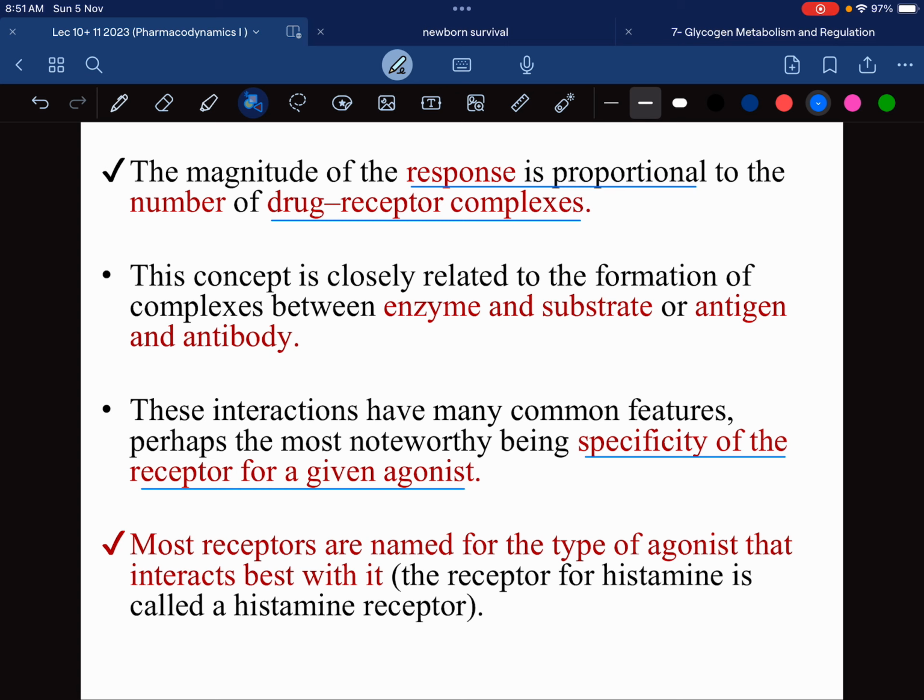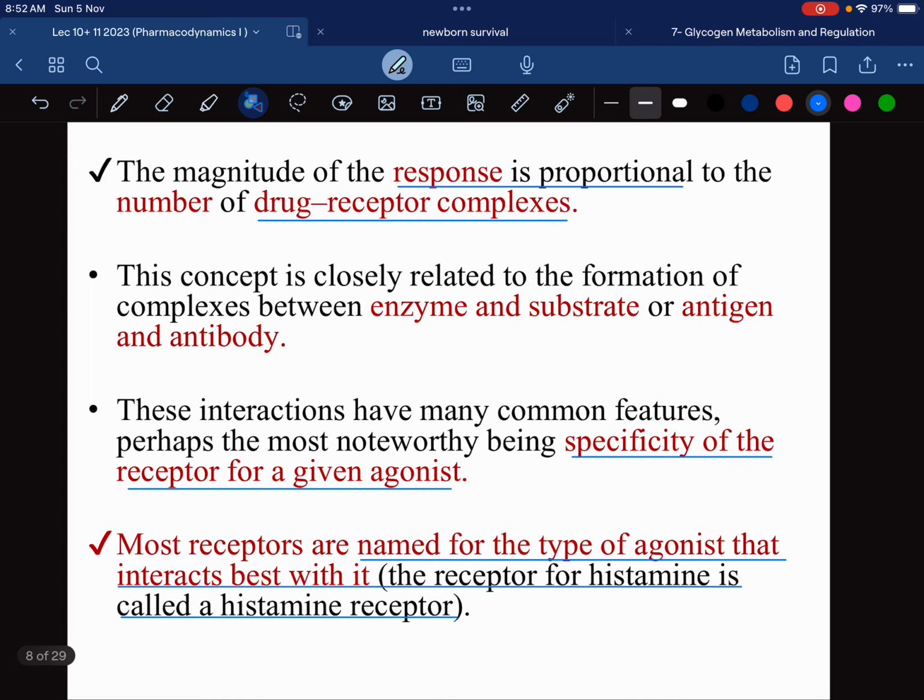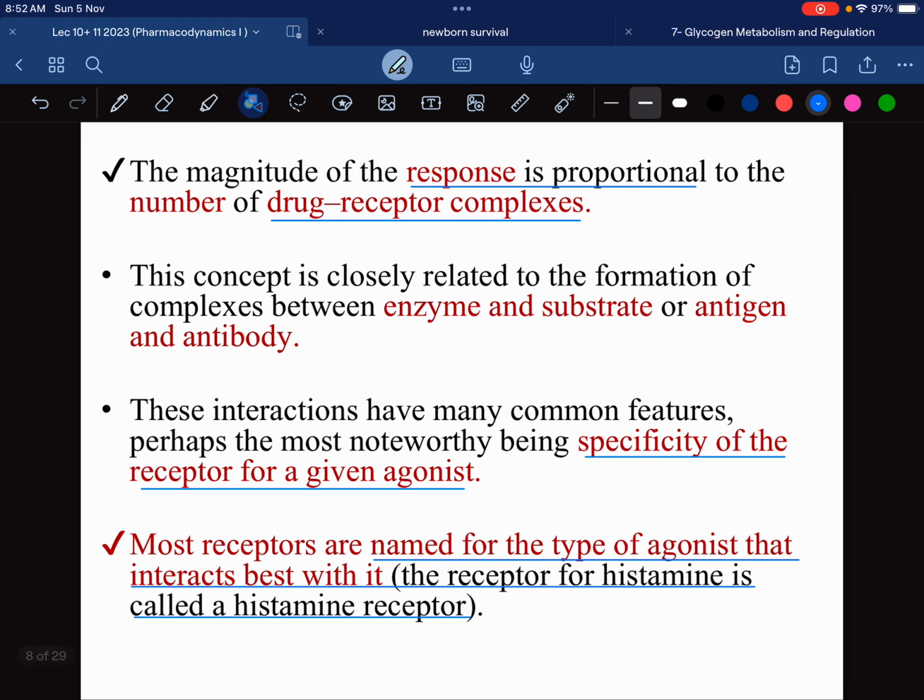Most receptors are named for the agonists that interact best with them. The receptor of histamine is called histamine receptor. There are many neurotransmitters and many hormones that can bind to receptors. If histamine binds to its receptor, we call that receptor histamine receptor. If adrenaline binds to a certain receptor, we call this adrenergic receptor. If acetylcholine binds to a certain receptor, we call it cholinergic receptor. It can be named after its substrate or after the natural agonist that binds to it.